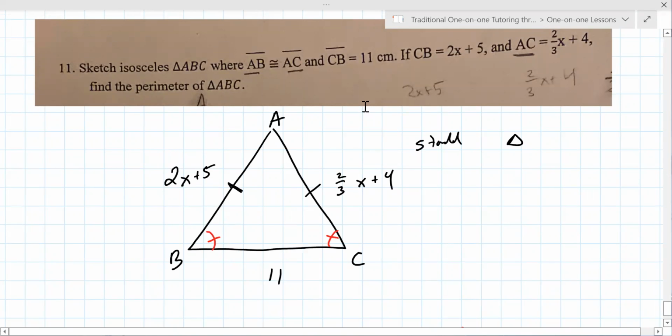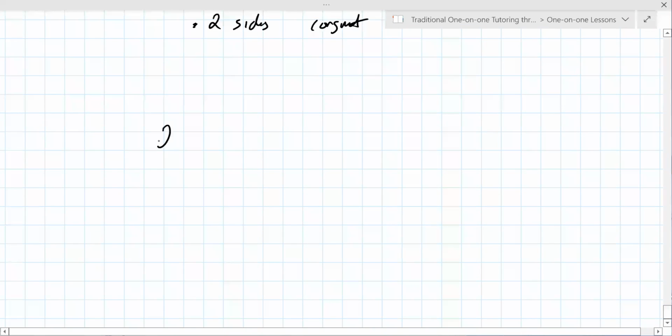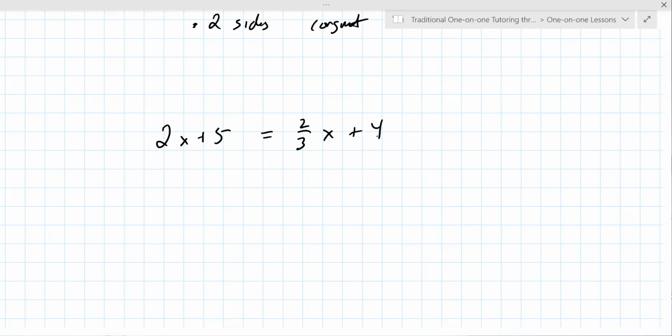There's a few other ways to get to the same piece of information, but again, in geometry there's kind of two things you're going to do. You're going to set equal, or they add up to something. So in this case, 2x plus 5 equals 2/3 x plus 4. You're setting them equal, and that's where your geometry is relying on your algebra. It's saying, hey, you took Algebra 1, you passed. How do you solve this? And you're like, I don't know. That was last year, teacher.